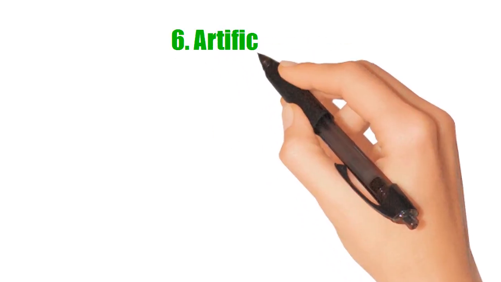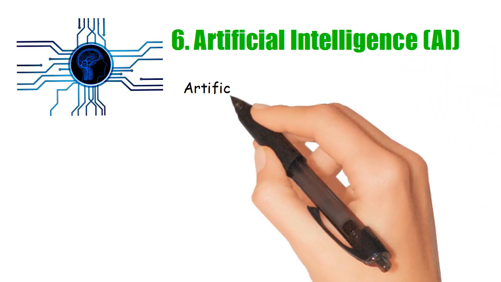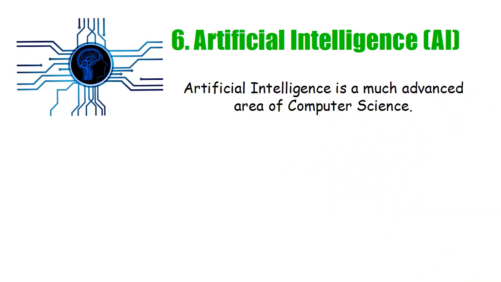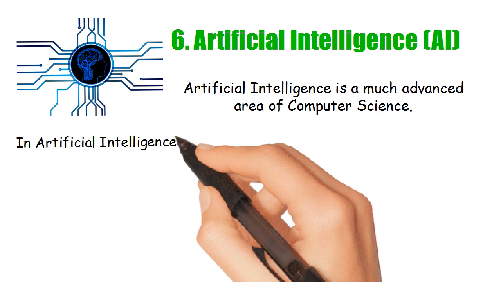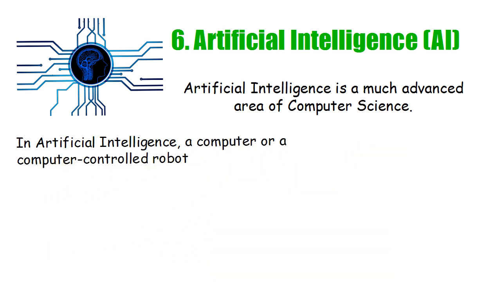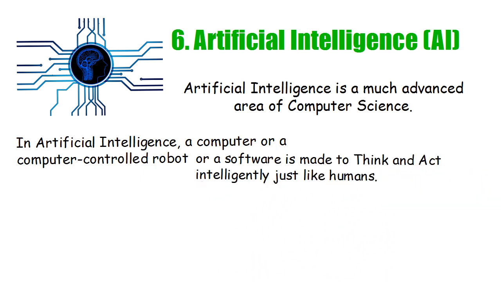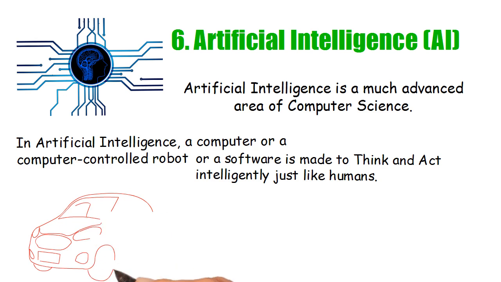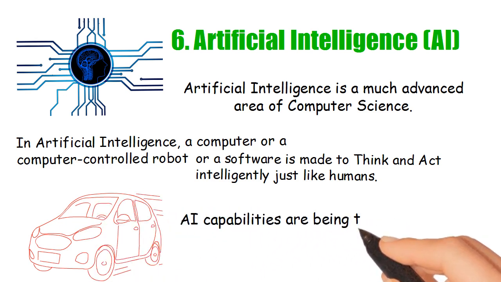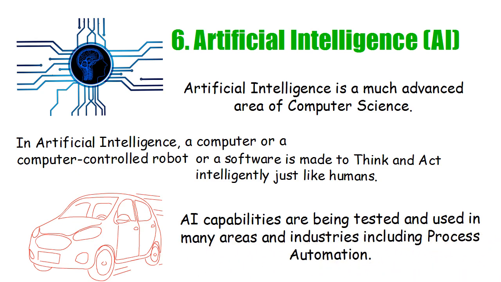Number 6. Artificial Intelligence. Artificial intelligence is a much advanced area of computer science. In artificial intelligence, a computer, or a computer-controlled robot, or a software is made to think and act intelligently just like humans. A self-driven car is one of the examples for AI capability. AI capabilities are being tested and used in many areas and industries including process automation.